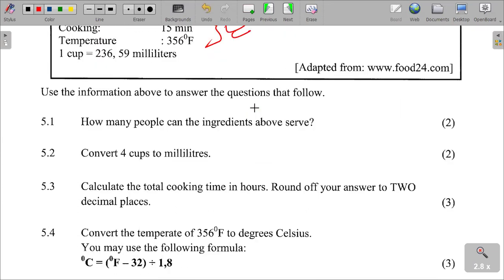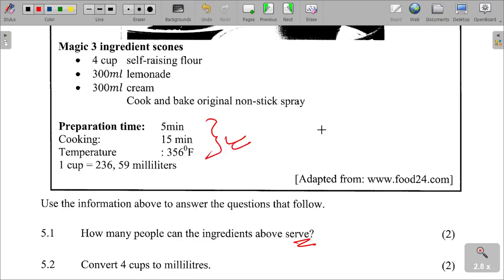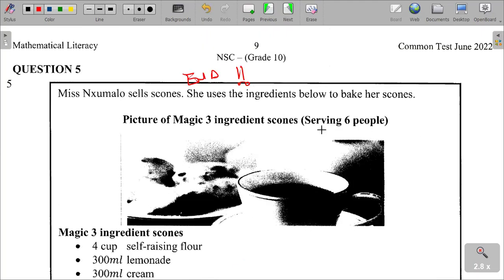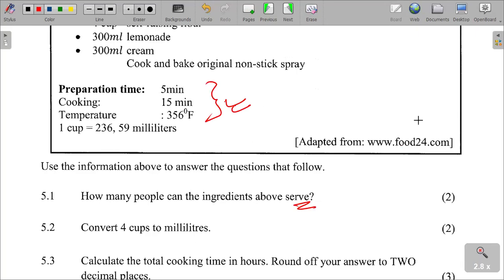And then the question is saying, use the information. How many people can the ingredients above serve? It is given there, serving 6 people. It is given that it is serving how many? Six, is given there, 6 people.